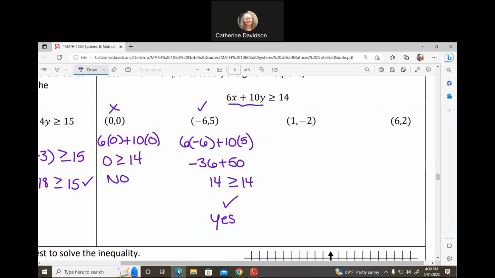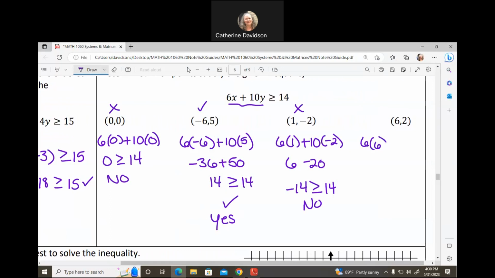Let's plug in 1 and -2. You can throw that in the calculator. It's going to give me -20 actually. So 6 minus 20 is -14. Is -14 greater than or equal to 14? No, -14 is less. So this one is not a solution.